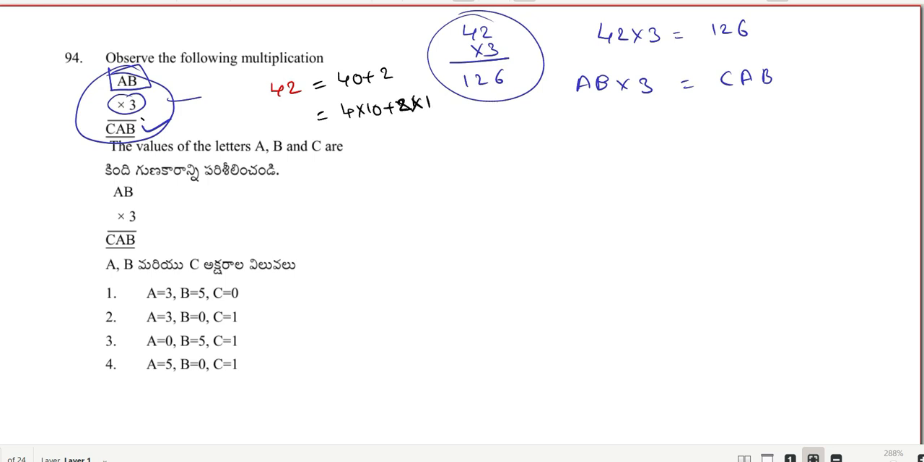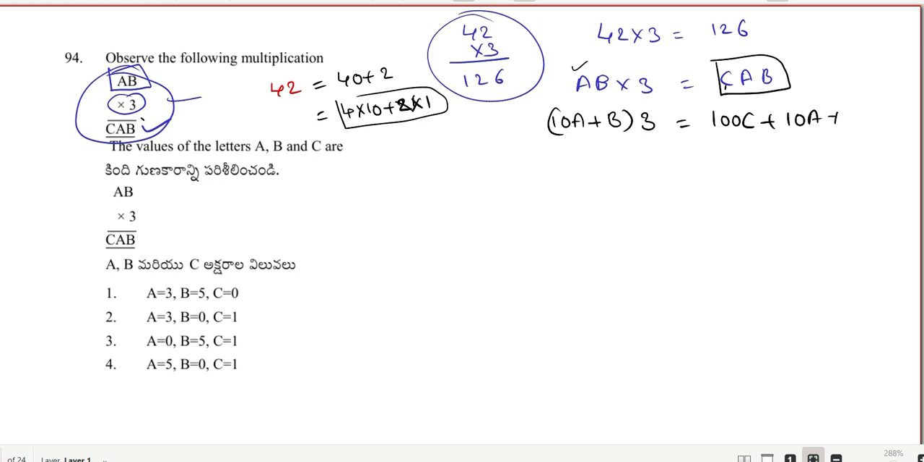Okay, so 2 into 1 we can get. So this is for the expanded form. By using this, a 2-digit number AB's expanded form is, as A is in the tens place, 10 into A plus B into 1. This should be multiplied by 3 so that we get a 3-digit number CAB. As C is in the 100s place, this can be written as 100C plus 10A plus B.